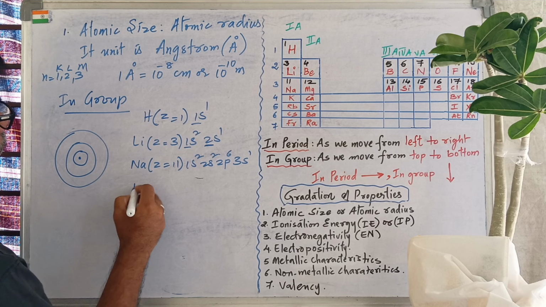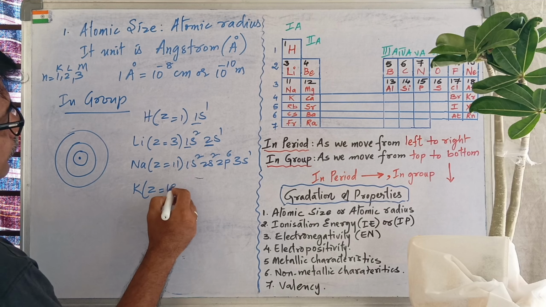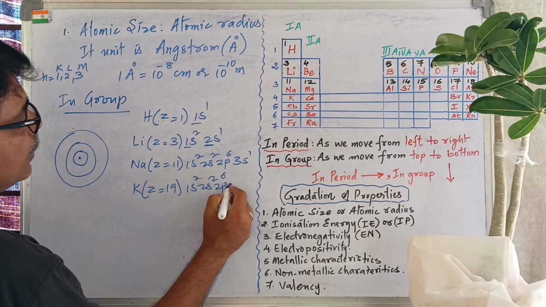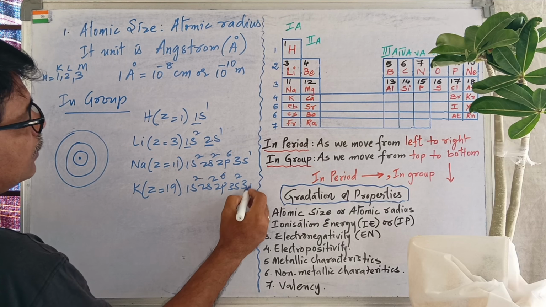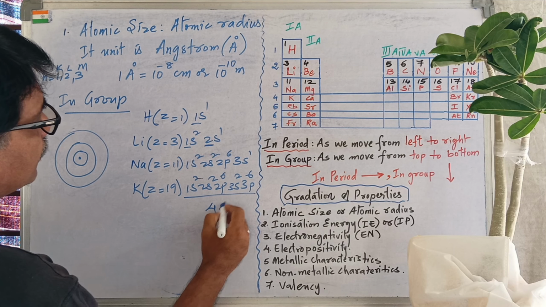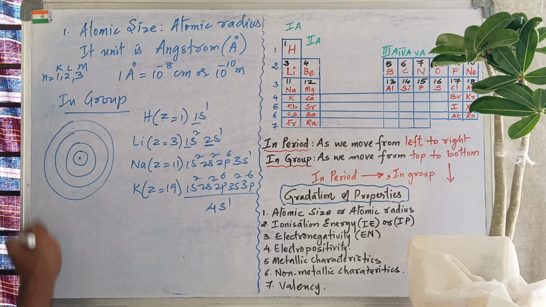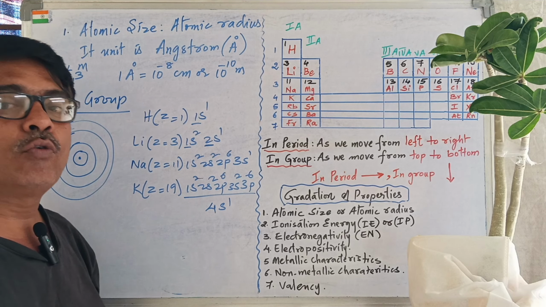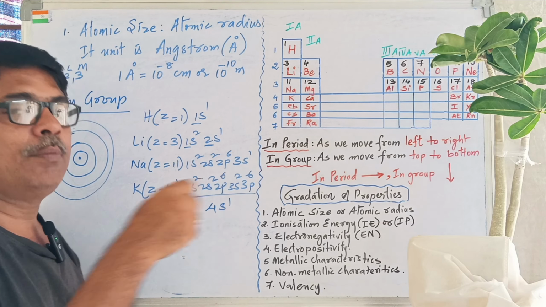Then comes potassium, whose atomic number is 19. So it's 1s2, 2s2, 2p6, 3s2, 3p6. See, you finish all your n=3 also. Then comes 4s1, so you have one more shell. So size is said to be increasing. In a group, size increases.